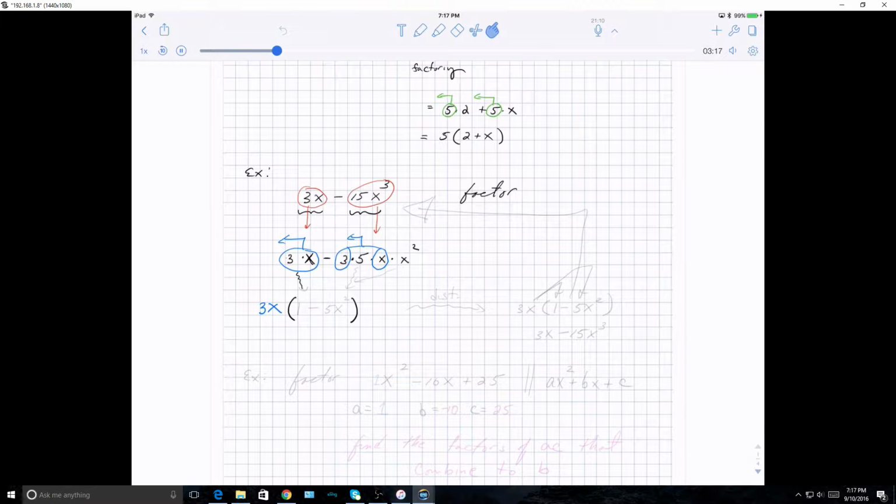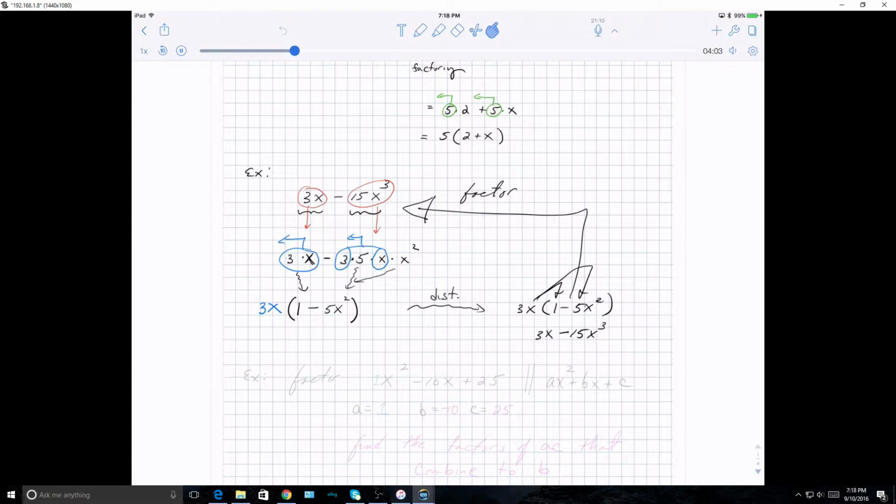So from here, if we're factoring out a 3x from 3x, we have a 1. And over here, if we factor out a 3x, we have just the 5x squared. So if you actually do the distribution, do you come back and end up here? So that would be 3x times 1 minus 5x squared. So this would be 3x, and this would be minus 15x cubed. So it does look like we come back to the same thing.